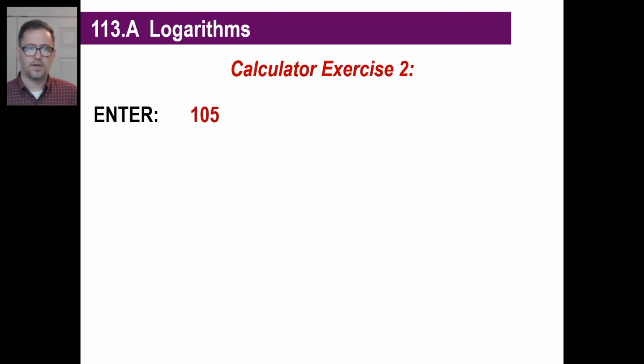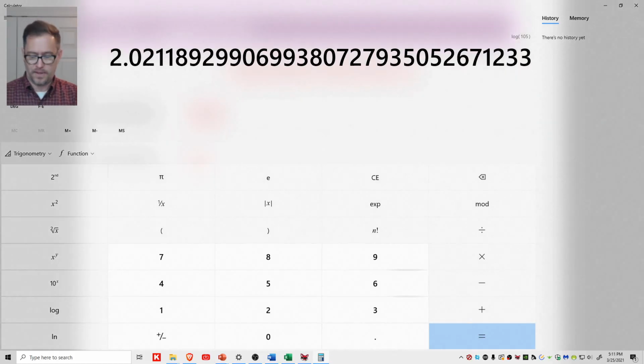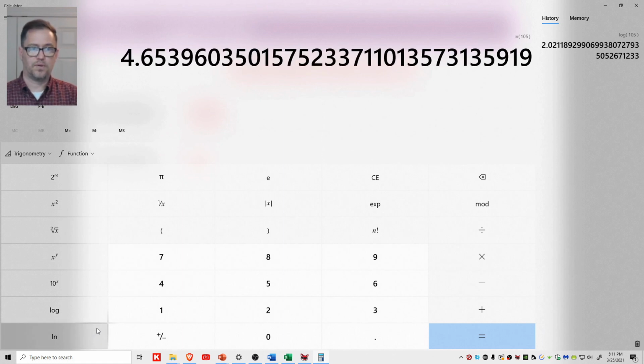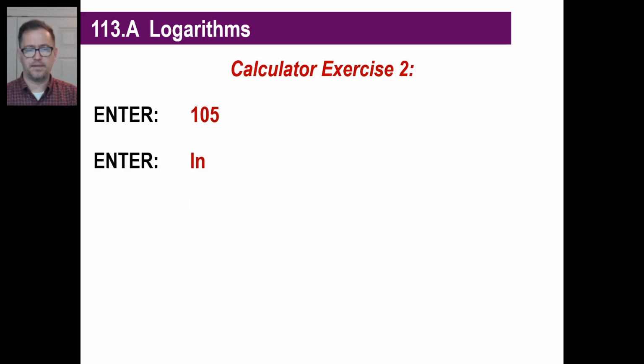So here's an exercise. Let's enter 105 and take the natural log. Okay, so we have 105 and then on your calculator there is a button here. And boom, okay? So 4.65 is what we get. Now, what is the meaning of this?